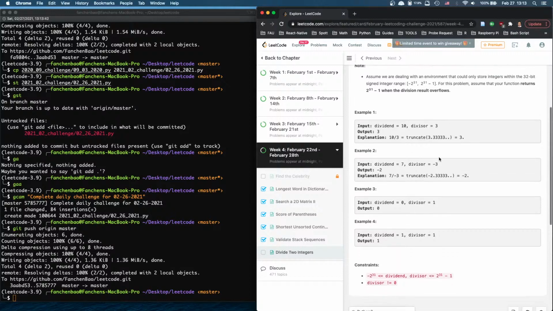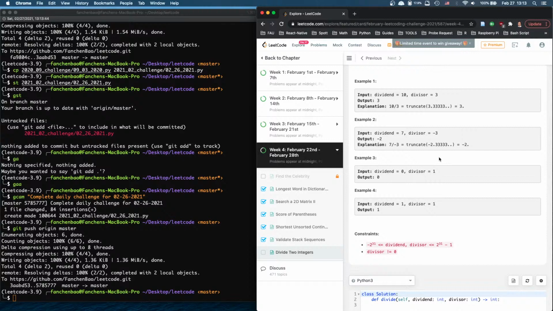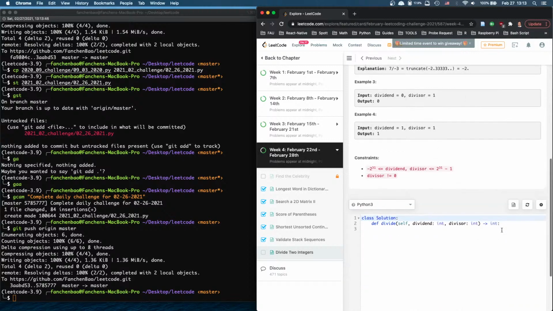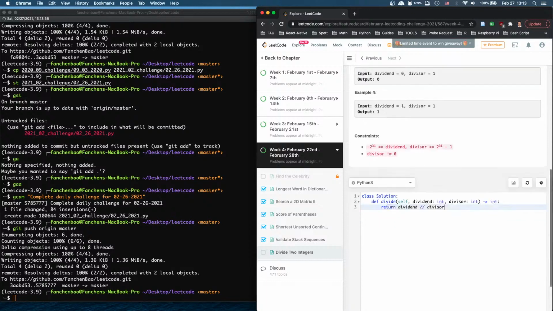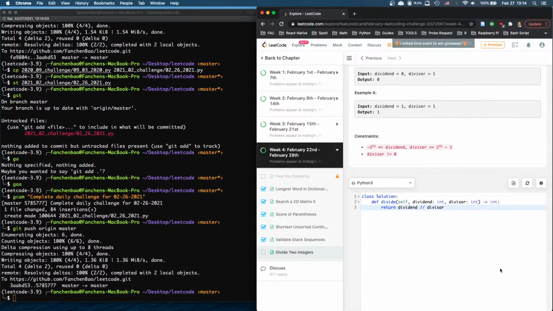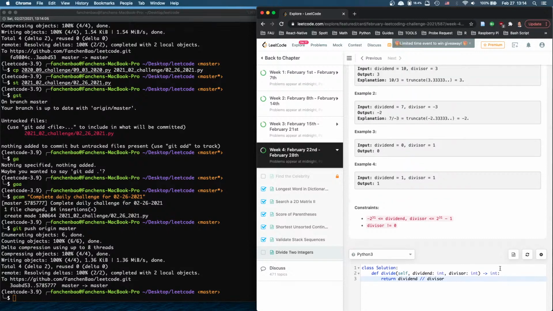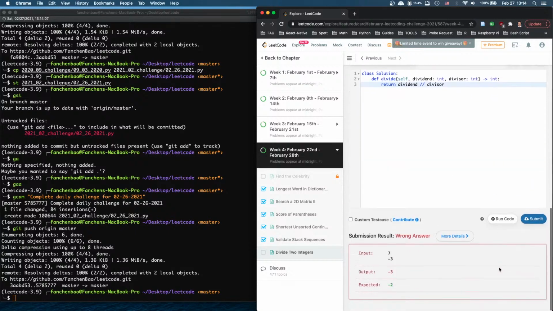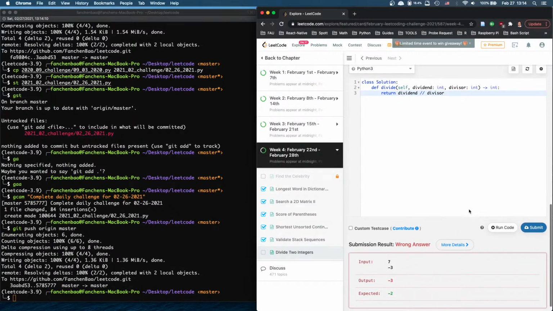Okay. I kind of know what this is looking for, but just for fun, we're gonna do it the cheating way first: dividend divided by divisor. I think this shall work, but it's cheating. It says wrong answer. I cannot do a divide directly. Oh, because it handles the negative differently.